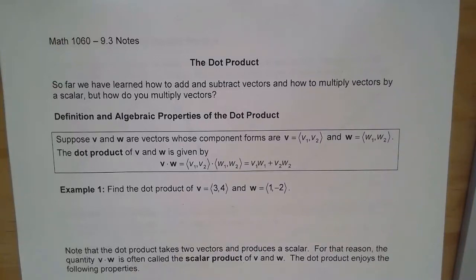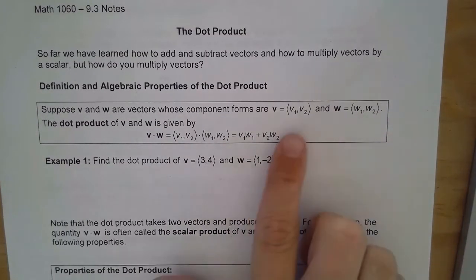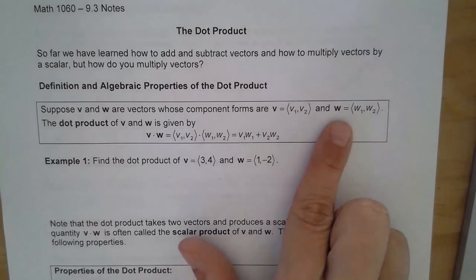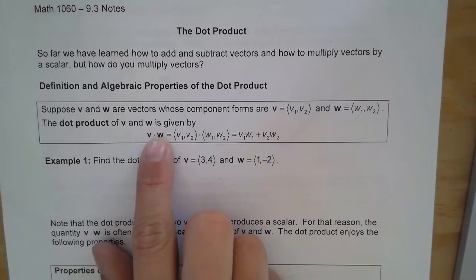Alright, so today we're going to do 9.3, the dot product. So far we've learned how to add and subtract vectors and how to multiply vectors by a scalar. But what about multiplying vectors? Well, let's define the actual property, okay? If we are given vector v and vector w, the dot product would look like this, v dot w.